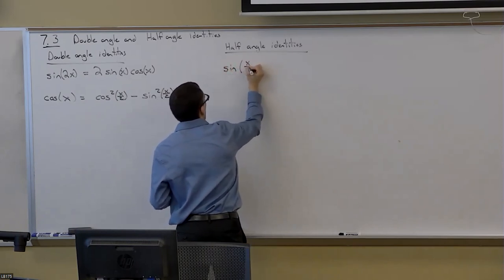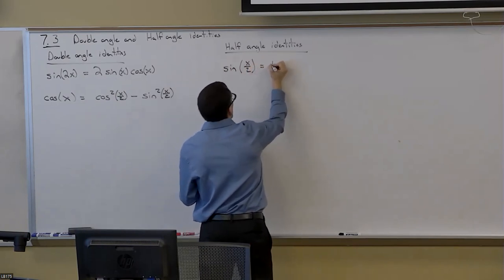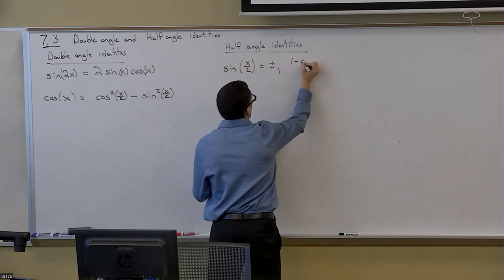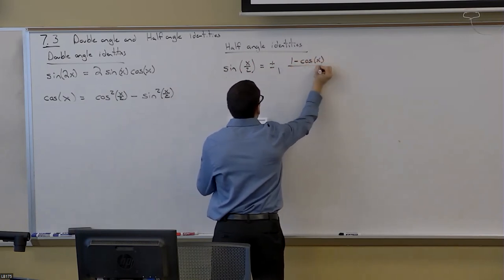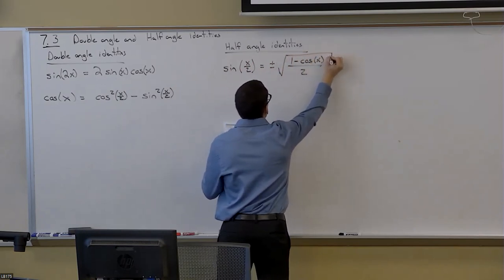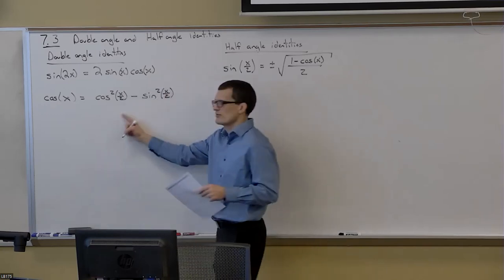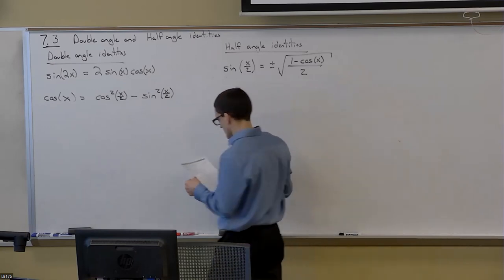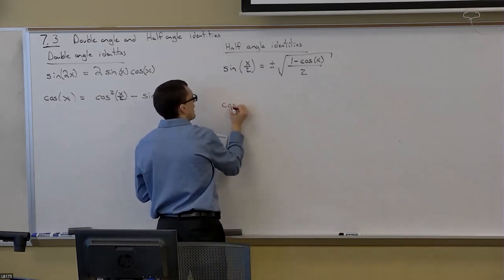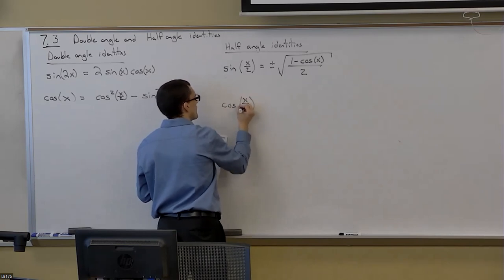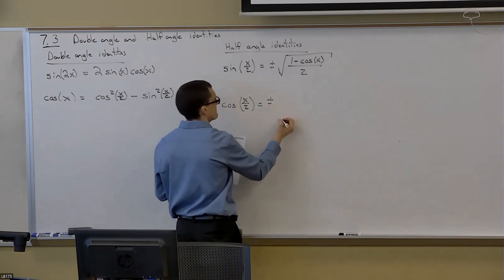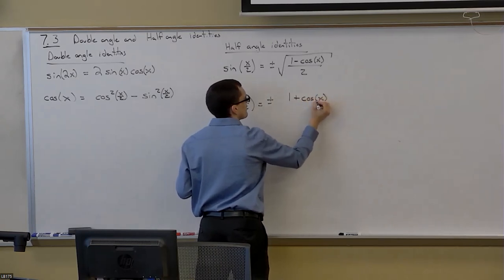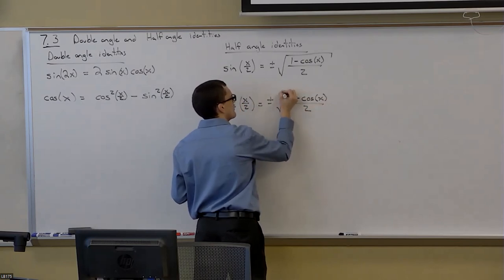Sine of x over 2 is equal to plus or minus the square root of 1 minus cosine of x over 2. Again, that was what I had on the board earlier, solve for sine of x over 2. You end up with cosine of x over 2 is equal to plus or minus 1 plus cosine of x over 2 underneath the square root.